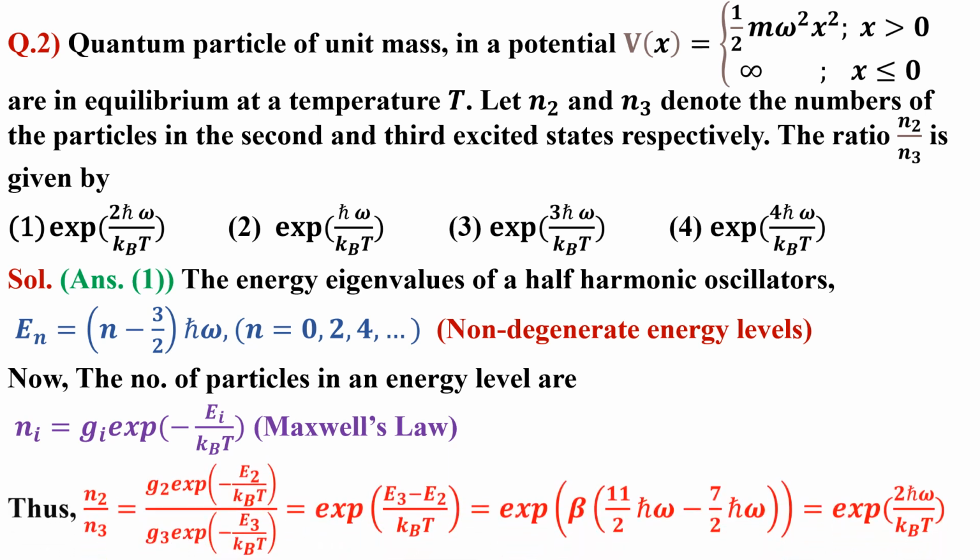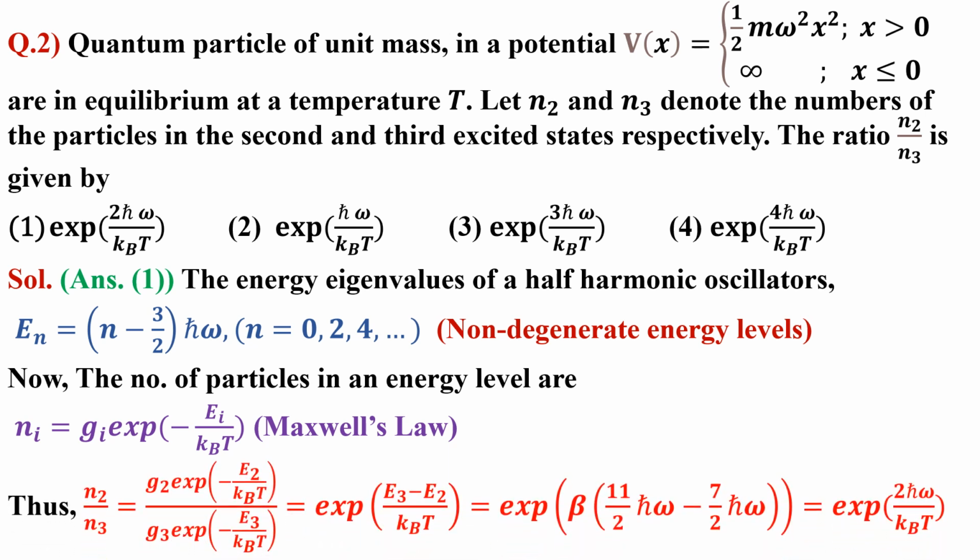Thus, N2 upon N3 equals G2 exponential minus E2 upon kBT upon G3 exponential minus E3 upon kBT, which equals exponential E3 minus E2 upon kBT, equal to exponential beta bracket 11 by 2 h cross omega minus 7 by 2 h cross omega, equals exponential 2h cross omega upon kBT. Option 1 is correct.